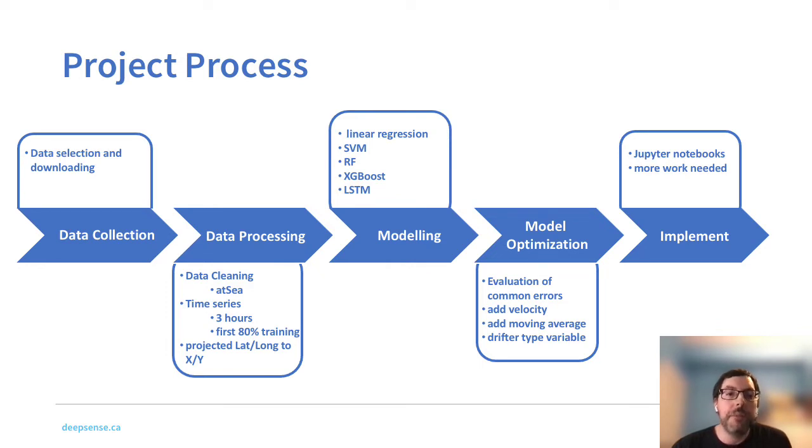After that, we had to implement the models and apply them using toolkits like scikit-learn in the Python programming language. And then most of the remainder of the work was in optimizing the work. It's very rare that a first stab at machine learning is going to give you good results, and we saw that here, as I'll talk about in a minute. We had to evaluate where we were going wrong, look at common errors, and do things like add new data features like velocity, moving average, what type of drifter we were applying, because some drifters are heavier or lighter than others, and so on.